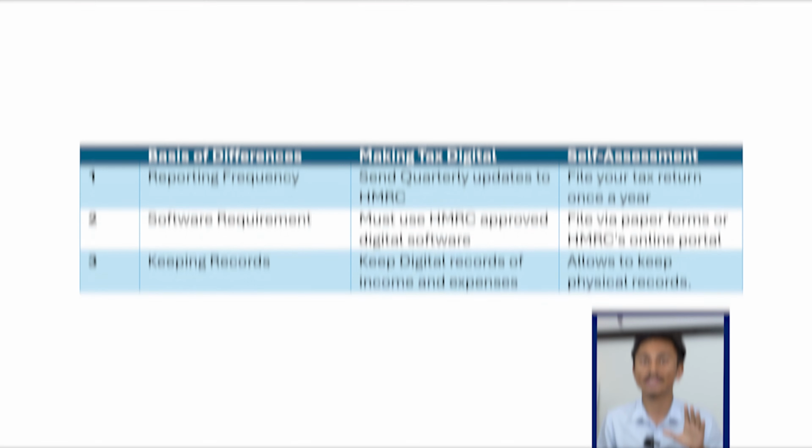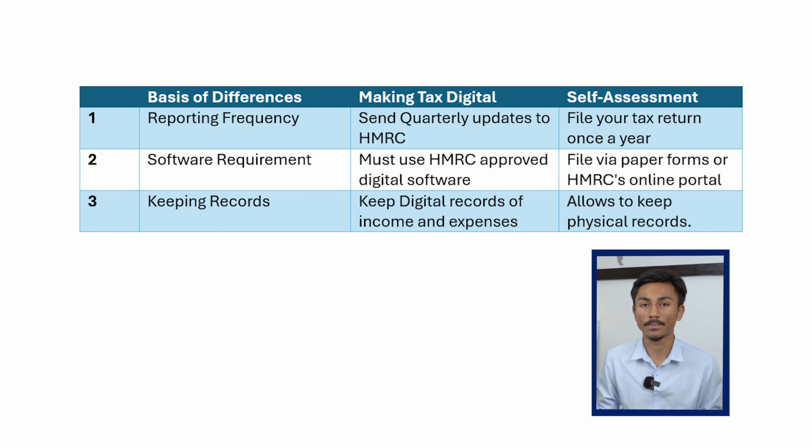Under MTD, you need to keep digital records of your income and expenses, which means that no more manual ledgers or spreadsheets. Self-assessment, on the other hand, still allows you to keep physical records, though using software is still recommended for accuracy.